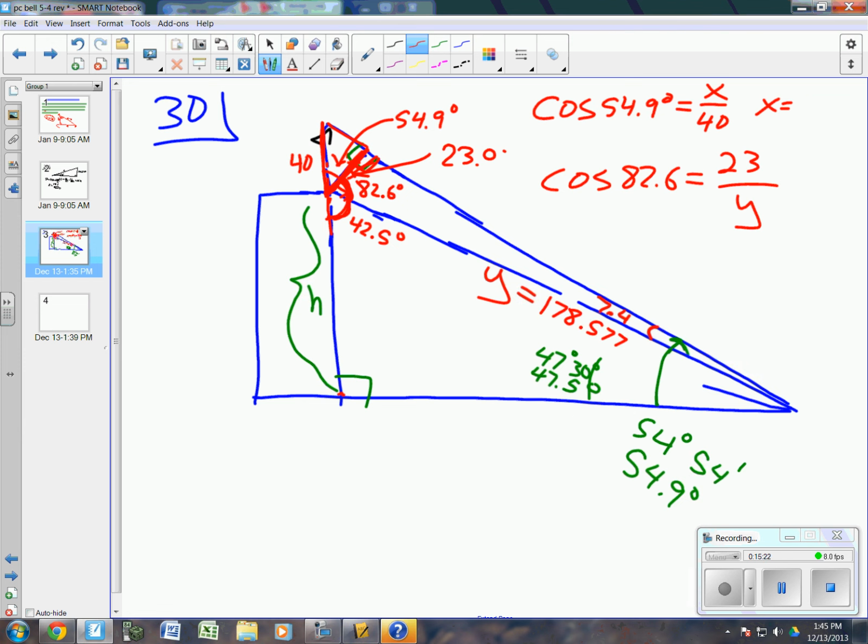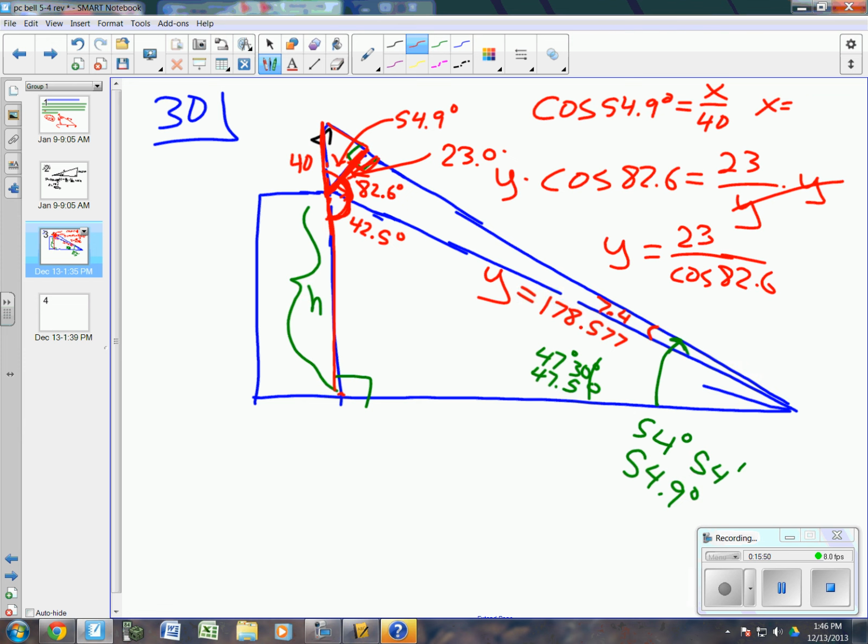1.577. Okay? And then you have to put that one in. Now we can find the height, the one that we want, right? Would it be times five? No, if you multiplied both sides by y, these would cancel out. Now you have y times cosine of 82.6 equals 23. Then you divide both sides by cosine of 82.6. And that's where we got the 178.57.